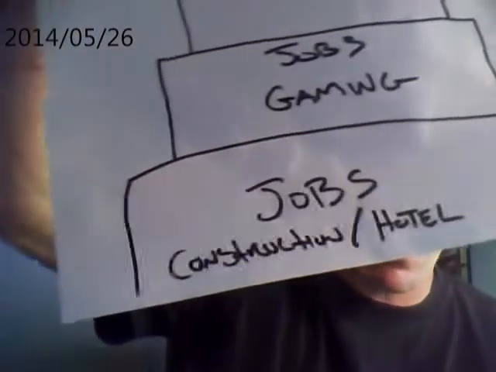So let's start building this cake. Hopefully you're either still ignoring or you've prepared your documents. The first one is going to be jobs. Construction and hotel jobs. Here we go. Here's our document. Number 1.